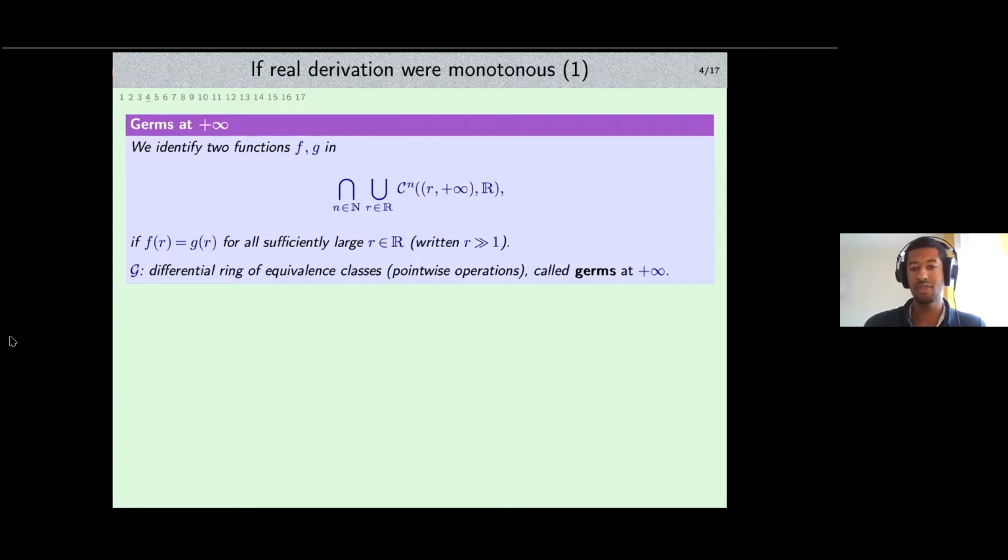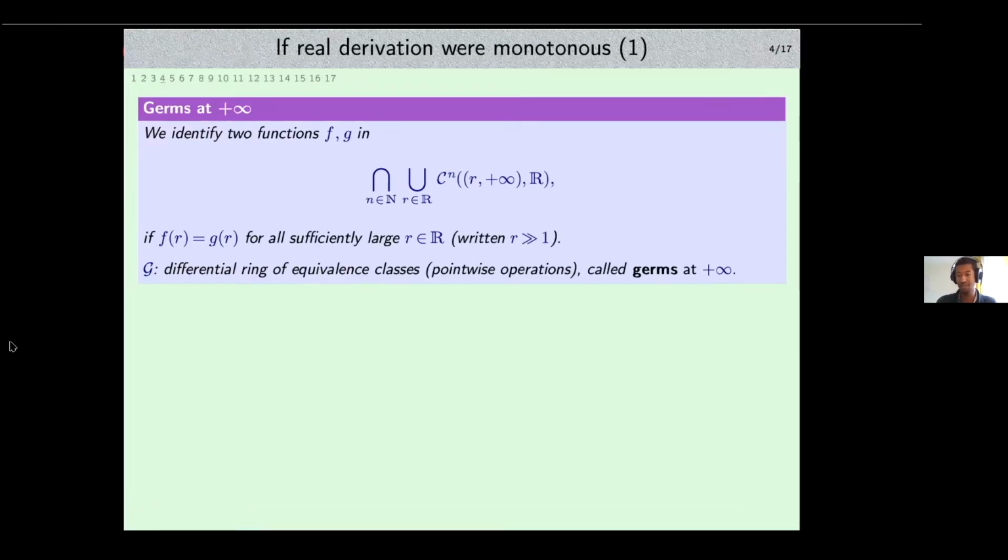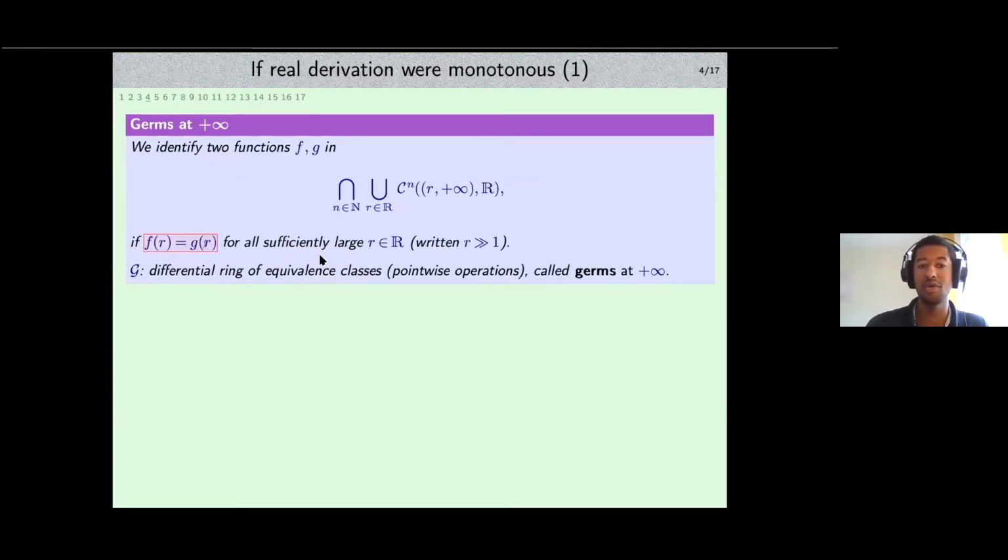So if you want to really have a field, it means that the functions cannot have zeros because you are taking pointwise products. And so if you want to make sure that functions cannot be zeros, then it's easier to take germs. You actually have to take germs of functions. That is, we will identify functions if they are equal for sufficiently large values of the variable.